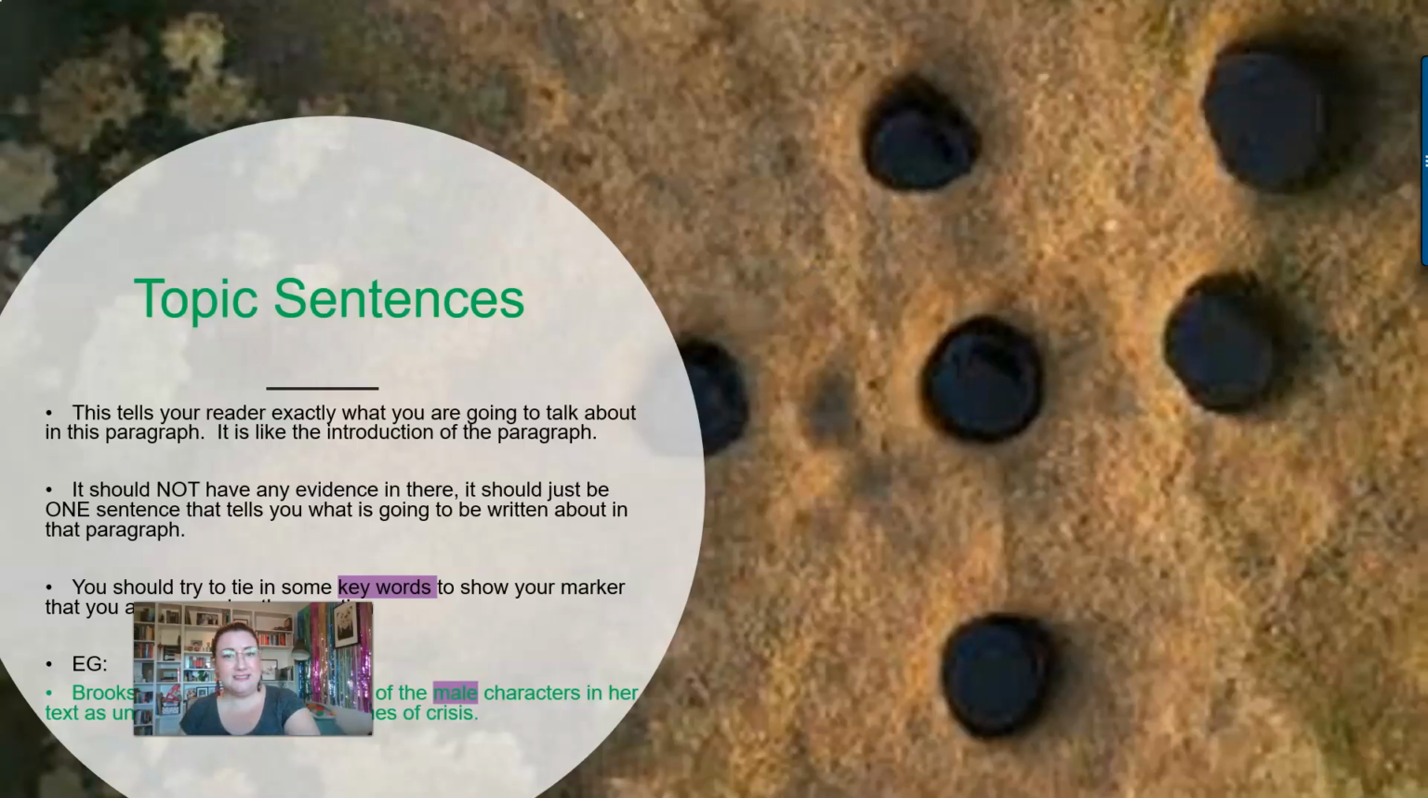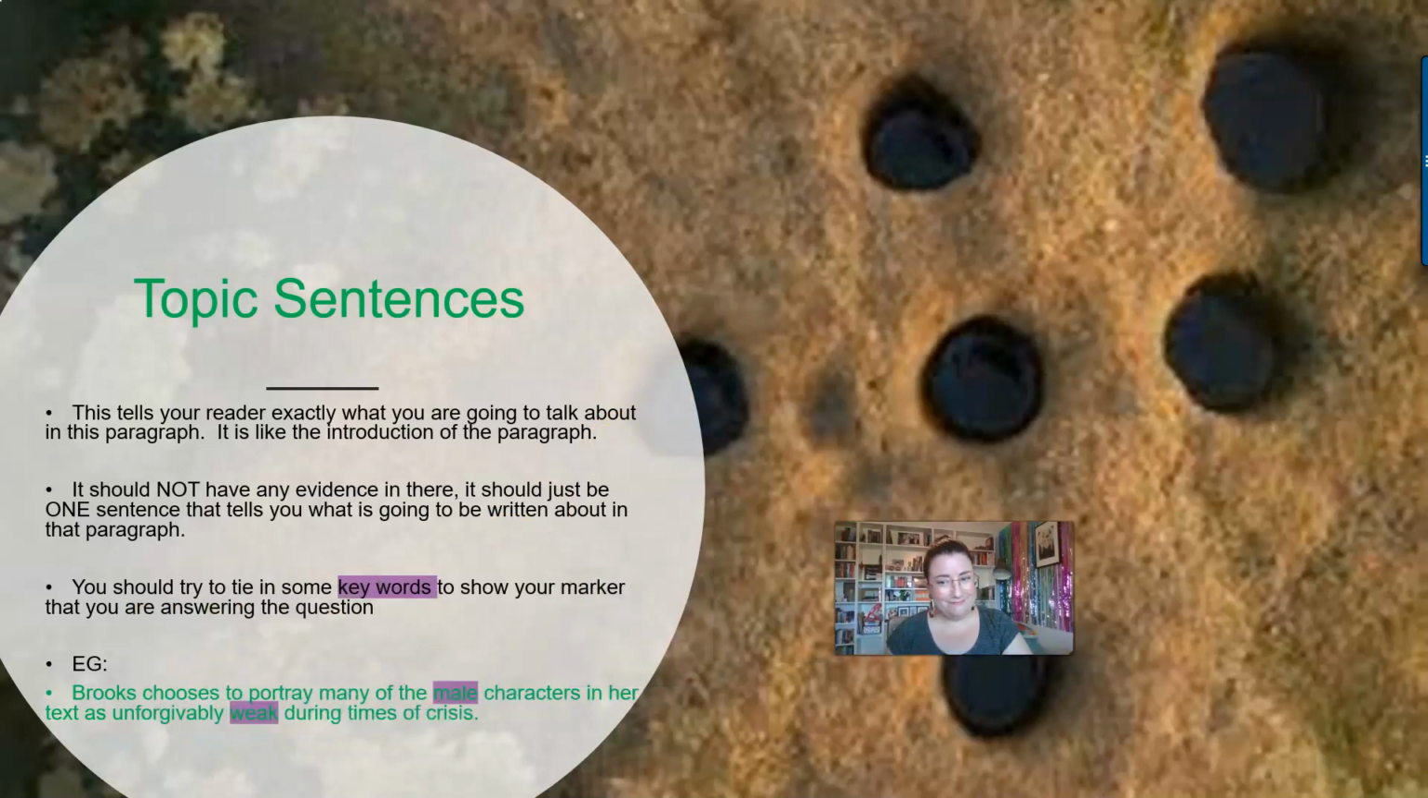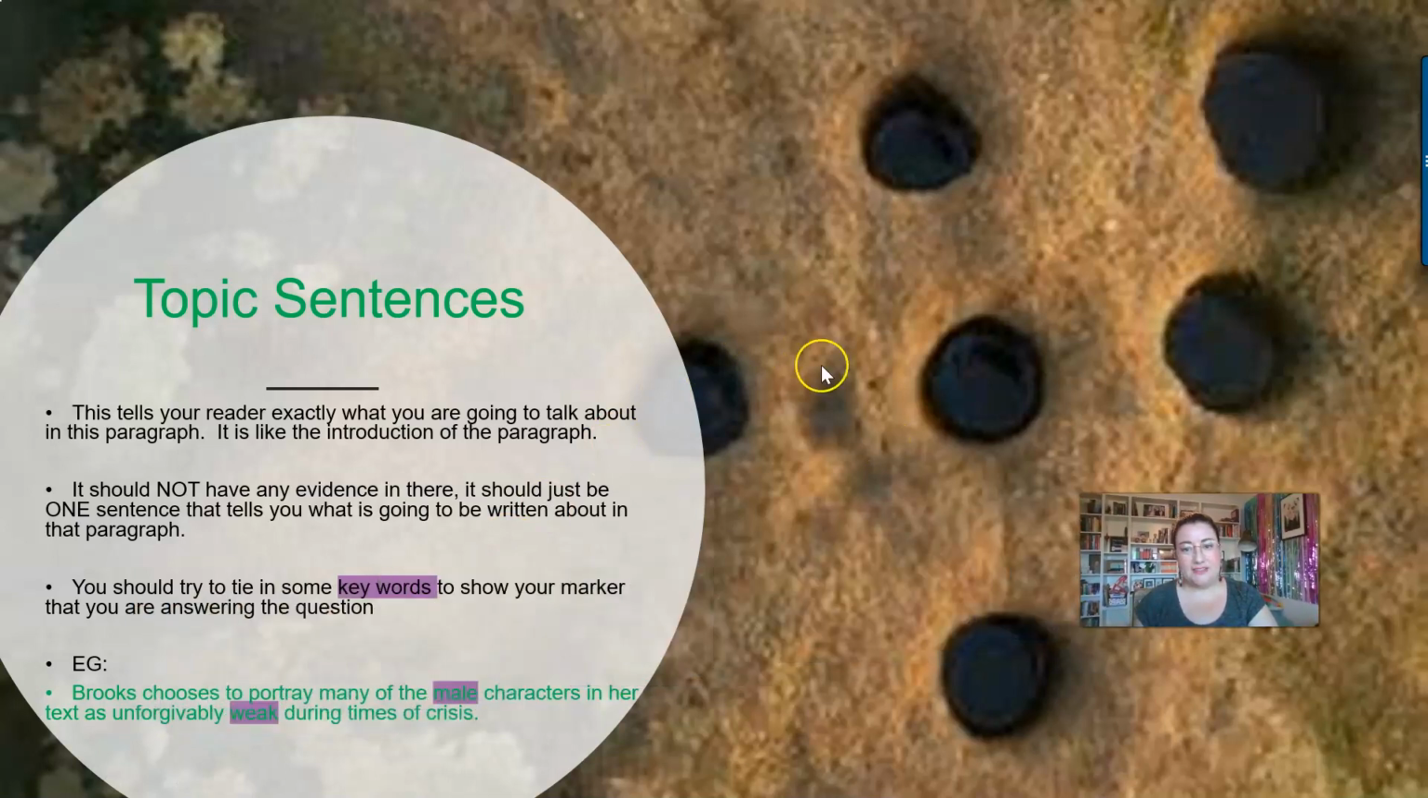Okay, so let's talk about topic sentences. Okay, now this isn't some weird picture of, I don't know, like you know how people are afraid of holes? That's not that. That's the rock that they put the coins in, you know, in the book, whatever.